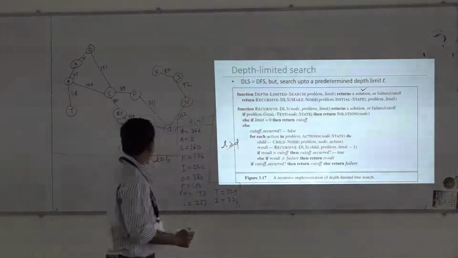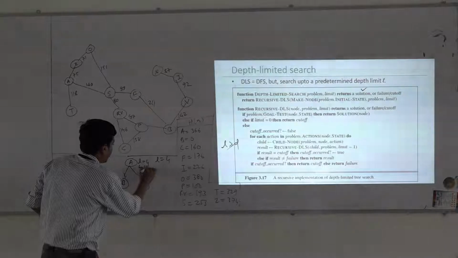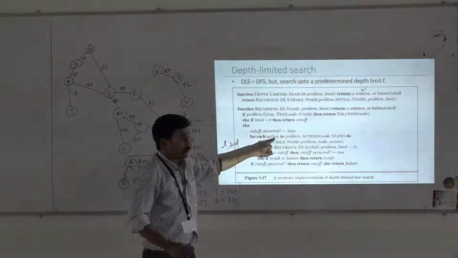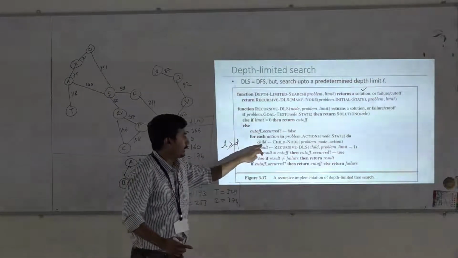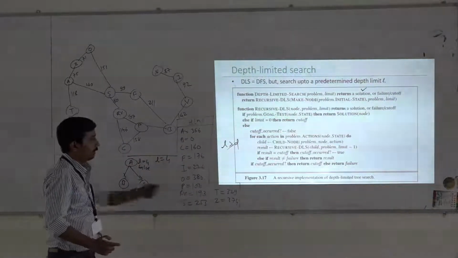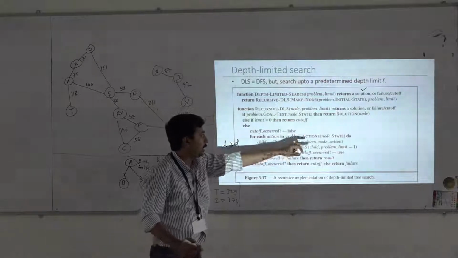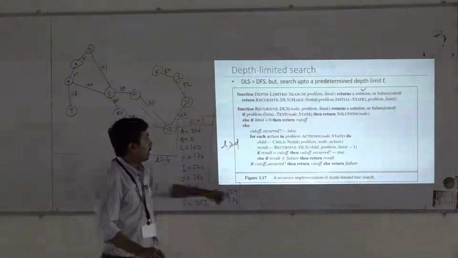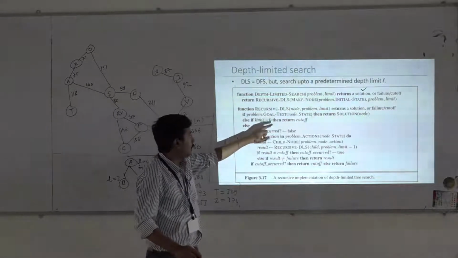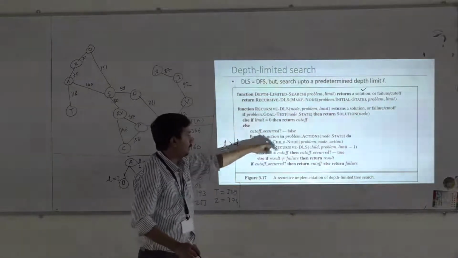Then cutoff occurred is false. So for this, cutoff occurred is false. For each action, two actions are possible here. First the child is generated, that is B, and now we are making a recursive call for B with limit minus 1, that is L equals 3. Now B is not a goal. Limit is not 0. Cutoff occurred false.